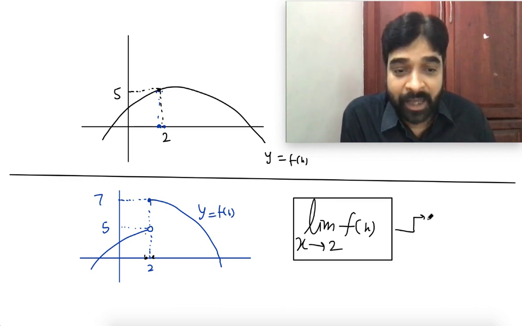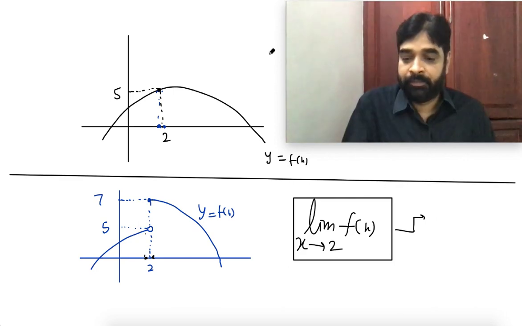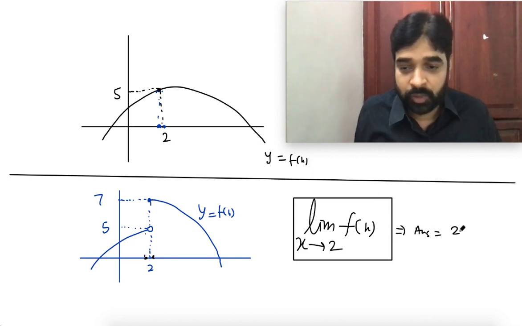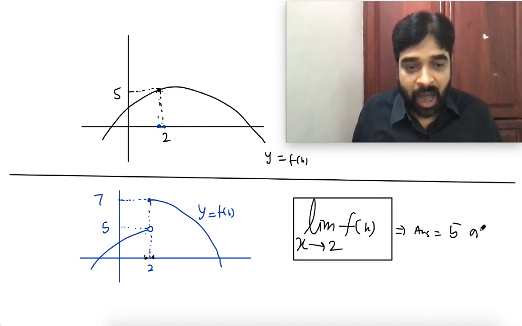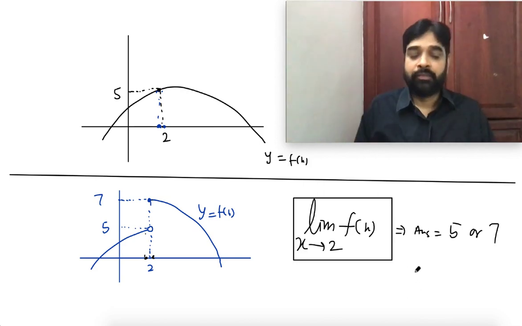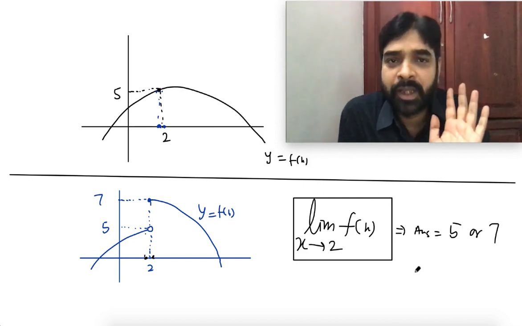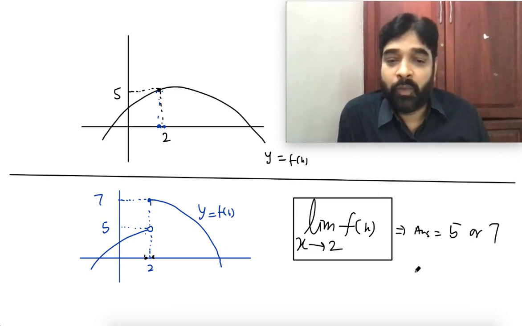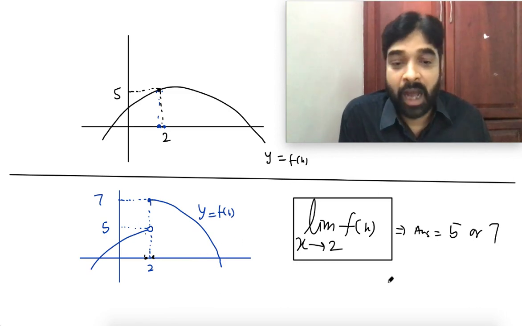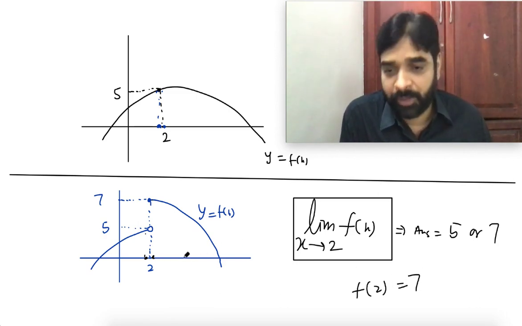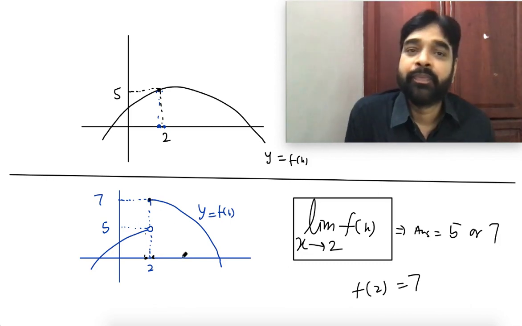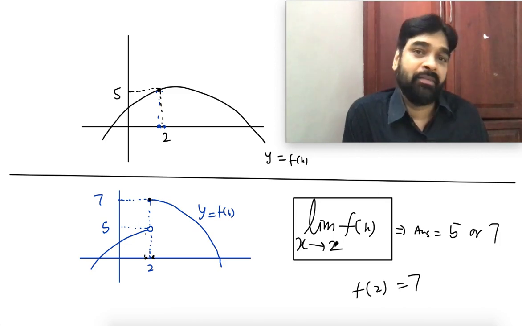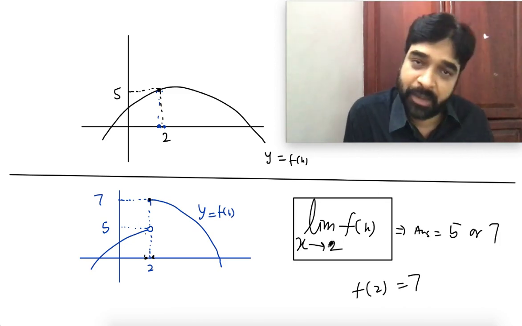Answer will be either 5 or 7. I don't know. So for this question I will say this. If anybody asks what is the f of 2, I will say 7, because f of 2 at 2 is the closed point. There is no confusion in that. But when x is near to 2, I cannot say 7. It can be 5 also, it can be 7 also.